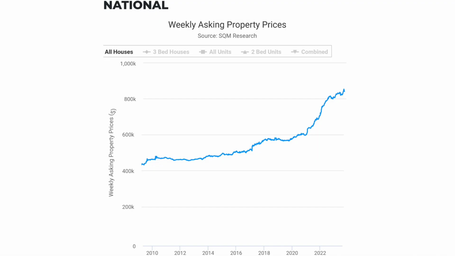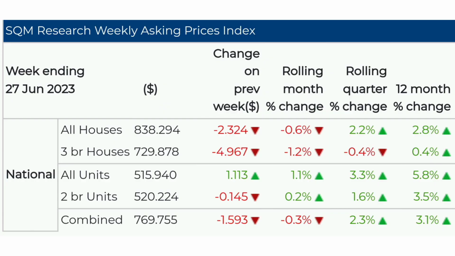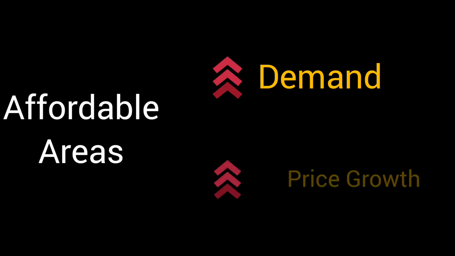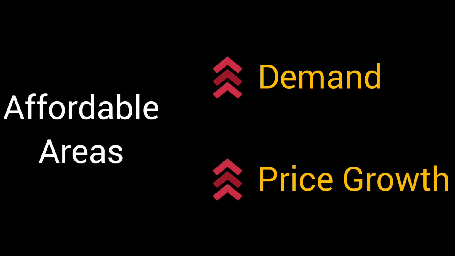On the other hand, the story is different for home buyers. The national average of home prices has slowed down in the last year because of the higher interest rates and lower borrowing capacity. But some areas are still hot, especially those that are more affordable and attractive to buyers. These areas have seen more demand and higher price growth in the last year, and this trend is likely to continue as interest rates go up further.